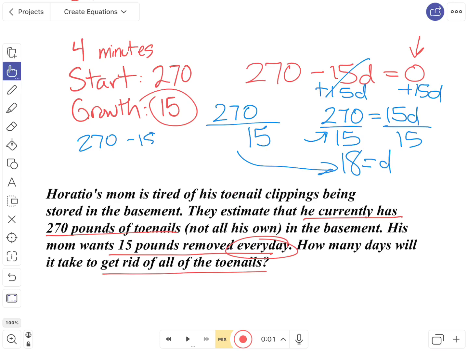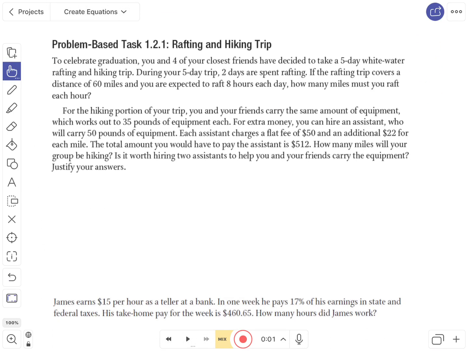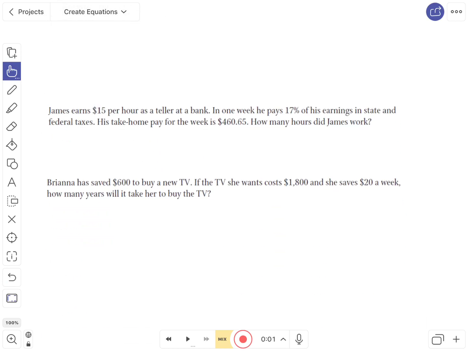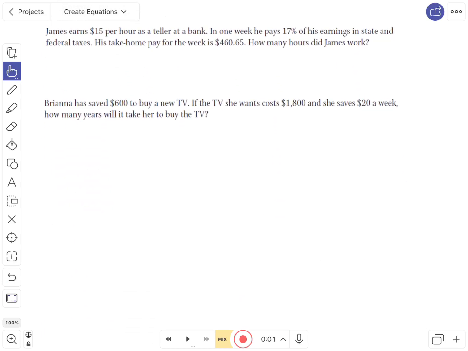So let's take a look at some more problems, okay? So let's not worry about that one. It's kind of big. Let's look at these two. Actually, that one with James, we'll talk about that one together. So let's look at this one right here. Brianna, okay? So we're going to kind of do the same thing and give ourselves some time.